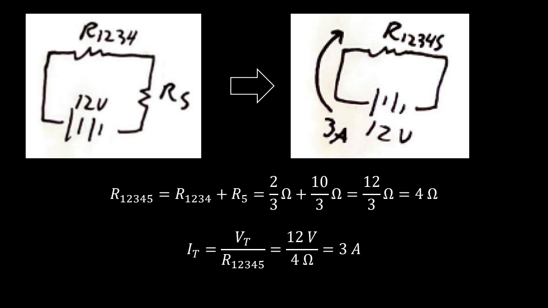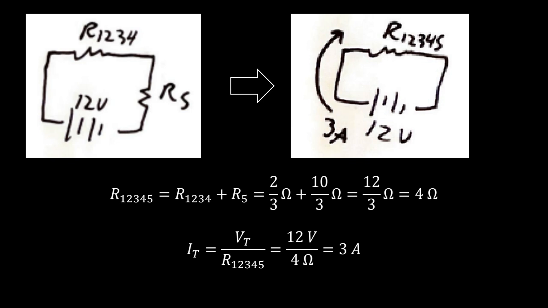Finally, now that we have these last 2 resistors in series, we can simplify them into some overall resistance by just adding up their values. So resistor 1,2,3,4,5 is just resistor 1,2,3,4 plus resistor 5, or 2/3 ohms plus 10/3 ohms, equaling 12/3, or 4 total ohms.